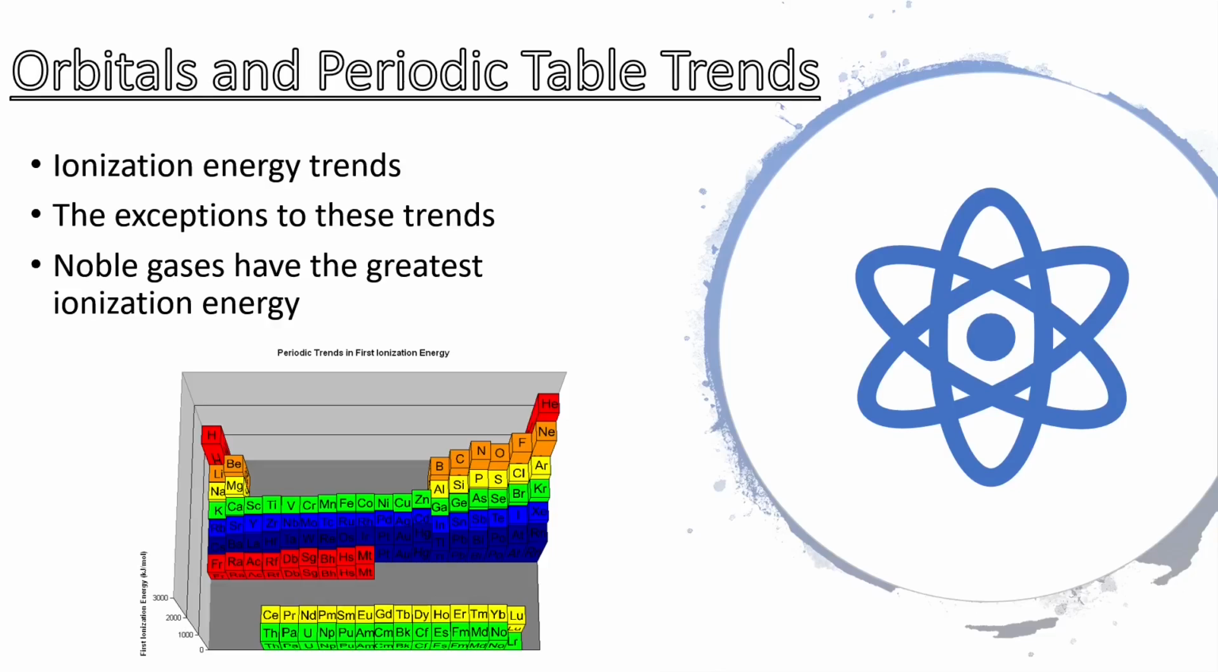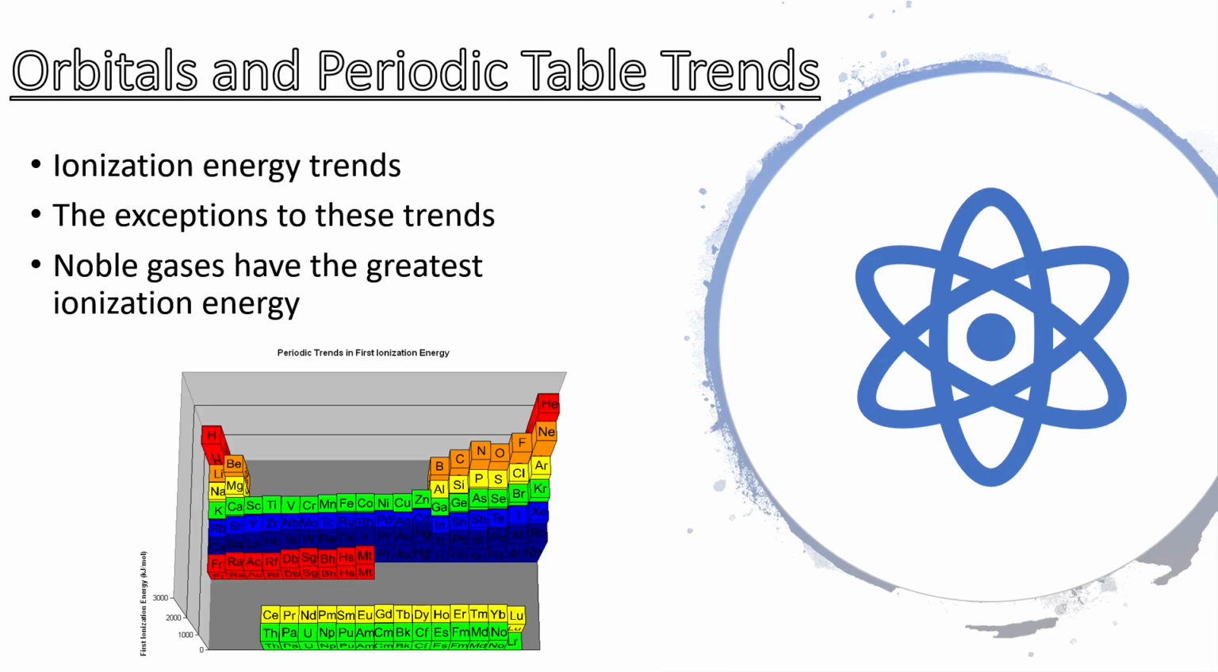Now moving on to the last topic of this tutorial, orbitals and periodic table trends. As you probably know, ionization energy for the most part increases as you go up and to the right of the periodic table. This is due to the atomic radii decreasing in size as you go up and to the right, which means that the attraction between negative and positively charged particles is stronger as the atomic radii decreases. This causes the amount of energy to remove the loosest electron to be larger as you go up and to the right of the periodic table.